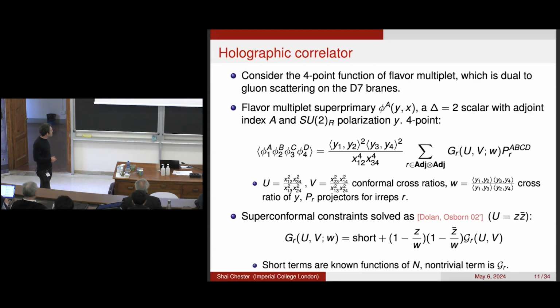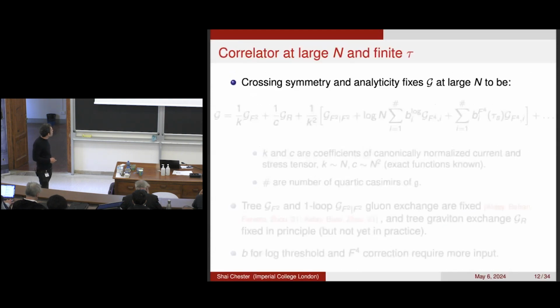So the goal of the remainder of this talk is to study the 4-point function as encoded in this function g, where this subscript r means that we have a different g for every representation in the tensor product of two adjoints. That's our goal, to study this g. Okay, so how can we constrain this g? We want to try to focus on non-perturbative constraints if possible.